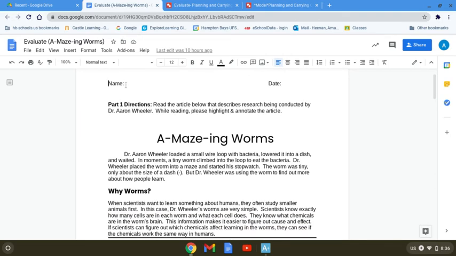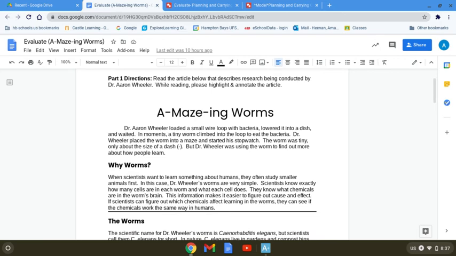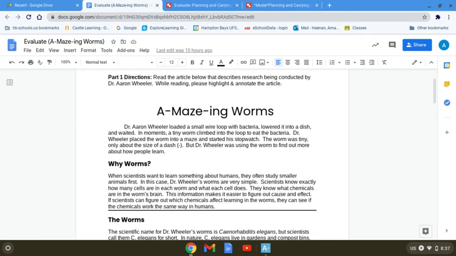Okay, up top, please type in your name, type in today's date. Part 1, directions. Read the article below that describes research being conducted by Dr. Aaron Wheeler. While reading, please highlight and annotate the article. Okay, you will not be graded on your annotations, but it will be helpful if you do this for the part where you have to fill in the graphic organizer. Okay, the title is Amazing Worms.